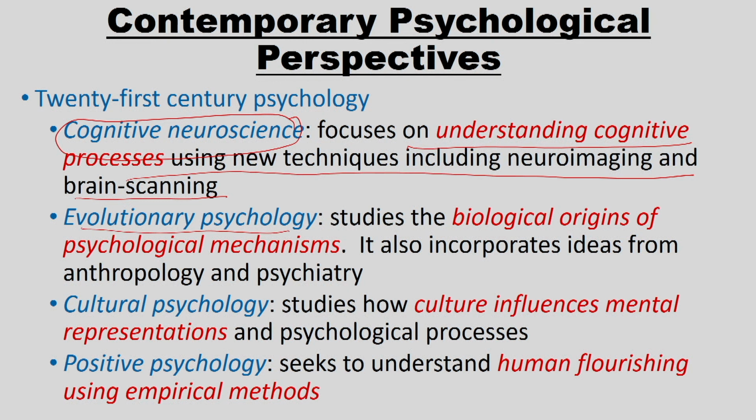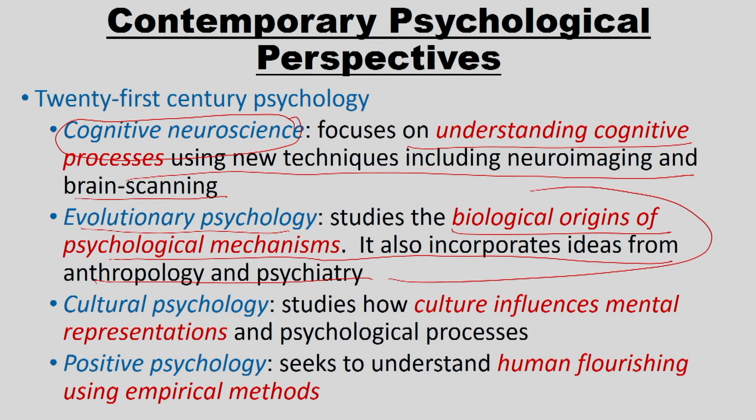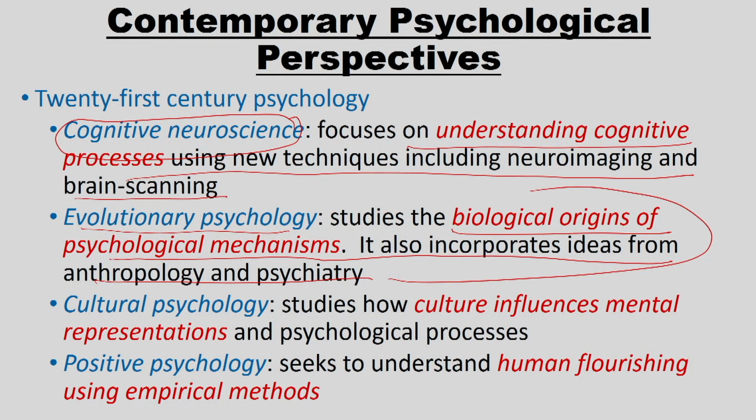There is a new perspective which is called the evolutionary psychology perspective, and what does this perspective do? It studies the biological origins of psychological mechanisms. It also incorporates ideas from anthropology and psychiatry, and so this new perspective of looking at behavior is called the evolutionary psychology perspective. It takes into account the biological origins of certain behavior and certain psychological mechanisms and takes inputs from both anthropology and psychiatry. For example, why do humans walk away when they sense a situation to be fearful, but they cannot fight? One reason is that it is evolutionary in nature.